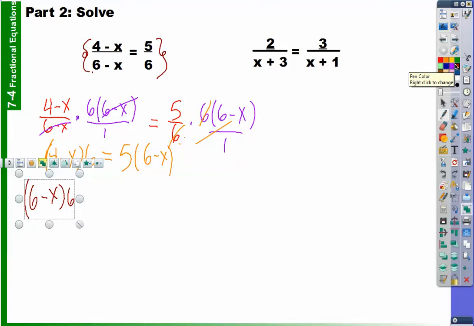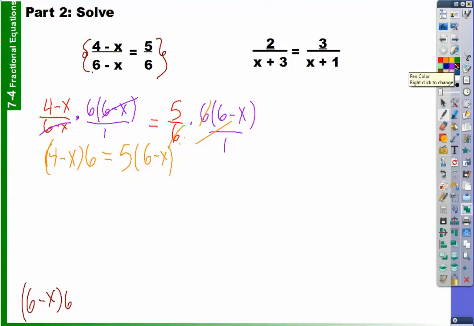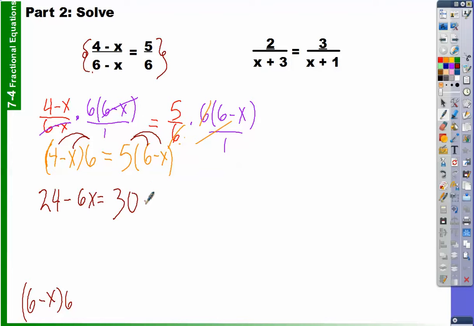So now, let's multiply this through. Let's distribute the 6. 6 times 4 is 24. 6 times negative x is negative 6x. All right. Let's distribute here. 5 times 6? 30.